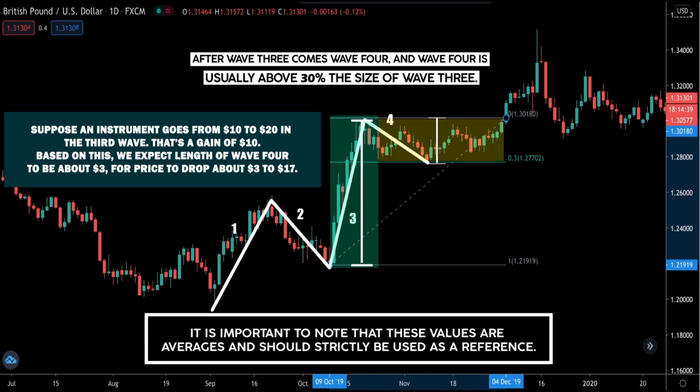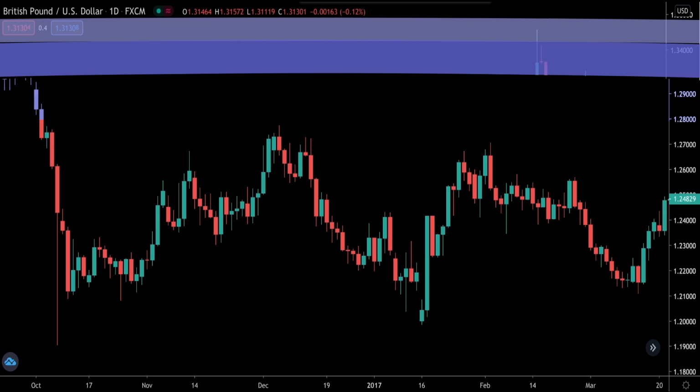It is important to note that these values are averages and should strictly be used as a reference. You should not take these values as absolute and insist that price should move in that way. These values apply for both bullish and bearish scenarios, and you can integrate these concepts into your trading strategy to sharpen your trade timing and entry.